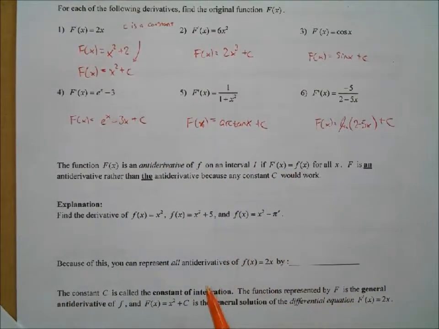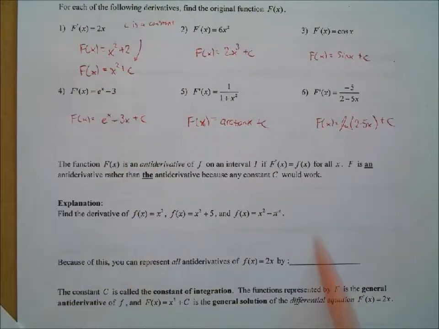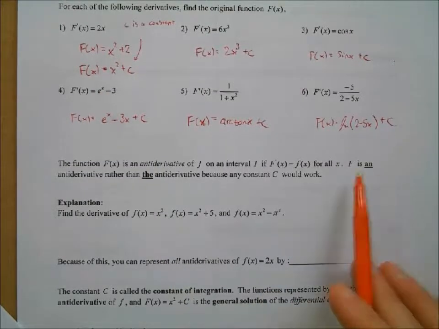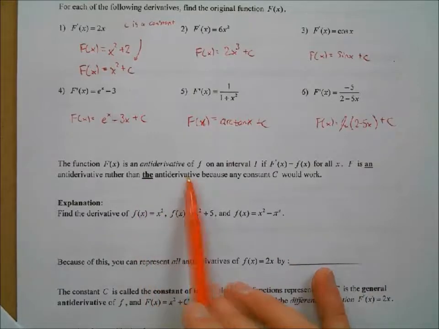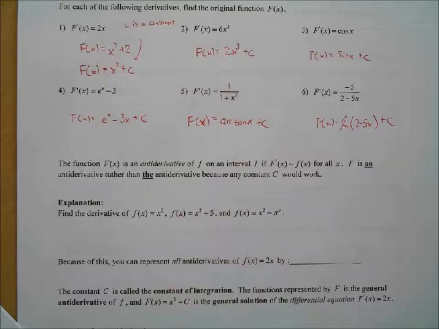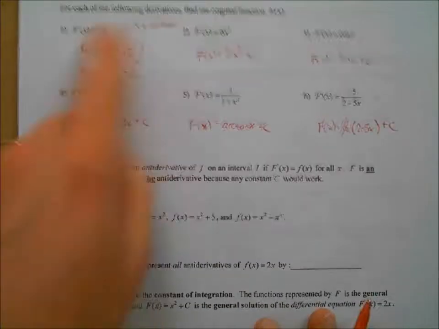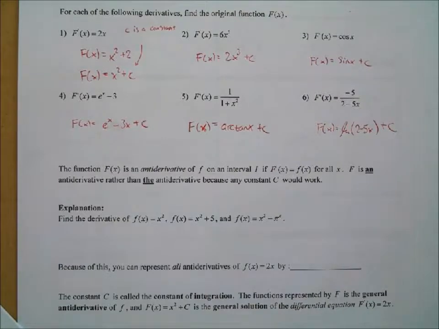Okay, so if you can take the antiderivative of this, match it back to this, that means it's an antiderivative of this original function that we had. Remember that f is an antiderivative rather than the antiderivative, because any constant c could fill in here. So there's an infinite number of solutions here, depending on what value c is. We can come up with a c value right now.